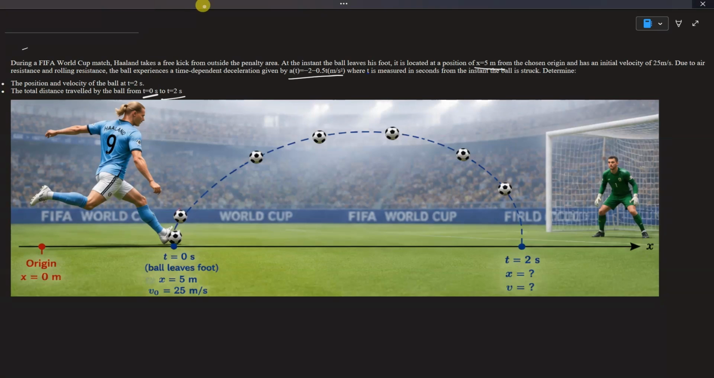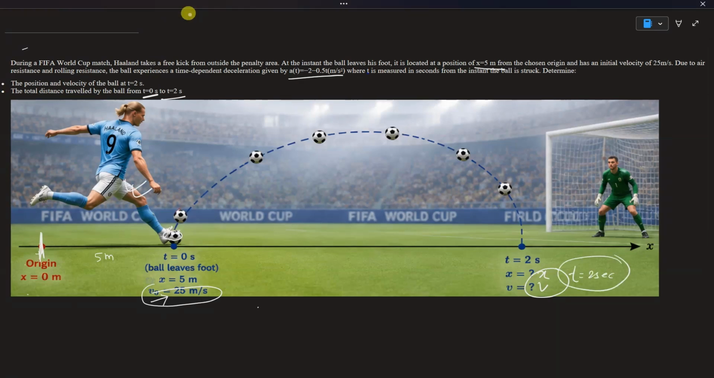So this is a problem of rectilinear motion. The question shows the player position is this, and suppose the origin is this, and the position of striking the ball is 5 meters from the origin, and at the time of striking the ball the initial velocity is given as 25 meters per second. Now we are asked to determine the position and the velocity at the instant t equals 2 seconds. So this is our task.